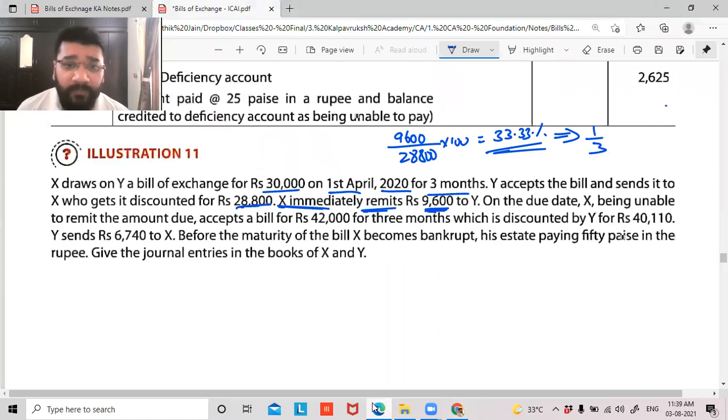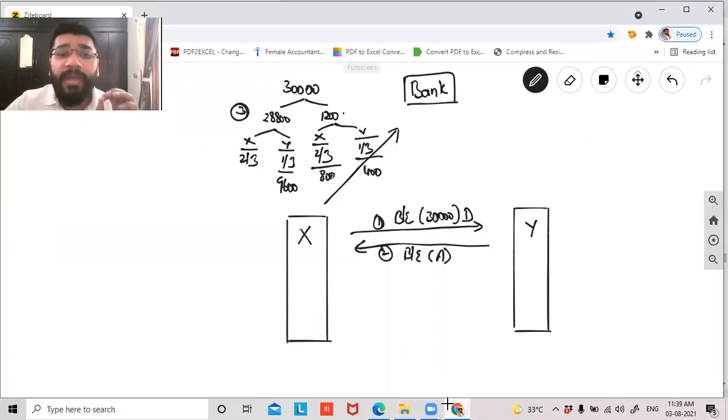Going on further. On the due date, X is unable to remit the amount that is due. Therefore, what he does is he accepts a bill of 42,000 for another 3 months, which is discounted by Y. Which means what happens, guys? Now, X has drawn a bill on Y. And Y has got this amount and this amount together.